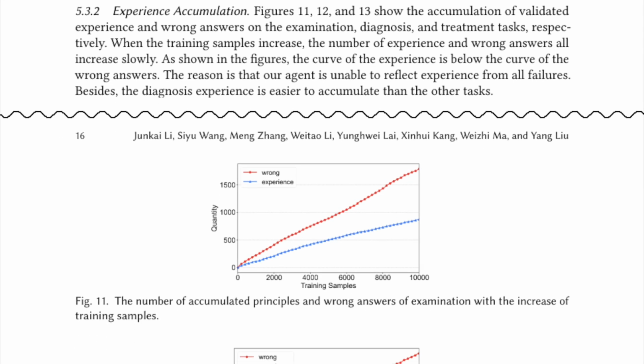5.3.2 Experience accumulation. Figures 11, 12, and 13 show the accumulation of validated experience and wrong answers on the examination, diagnosis, and treatment tasks, respectively. When the training samples increase, the number of experience and wrong answers all increase slowly. As shown in the figures, the curve of the experience is below the curve of the wrong answers. The reason is that our agent is unable to reflect experience from all failures. Besides, the diagnosis experience is easier to accumulate than the other tasks.